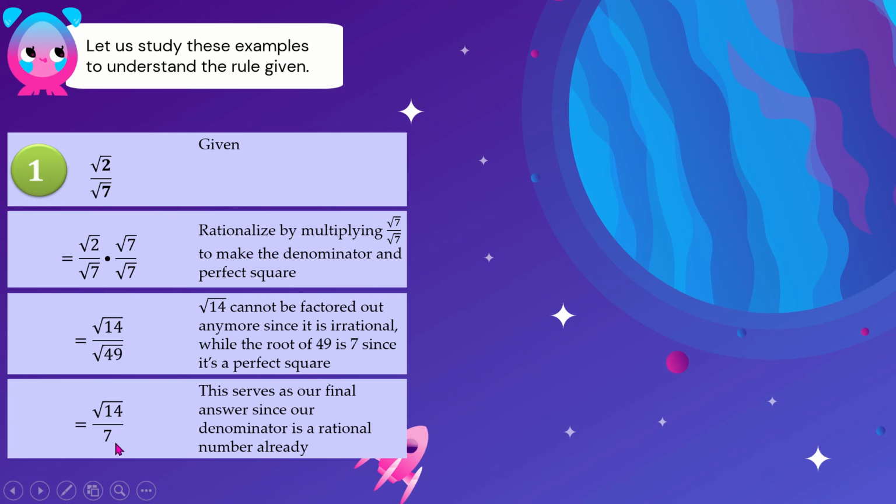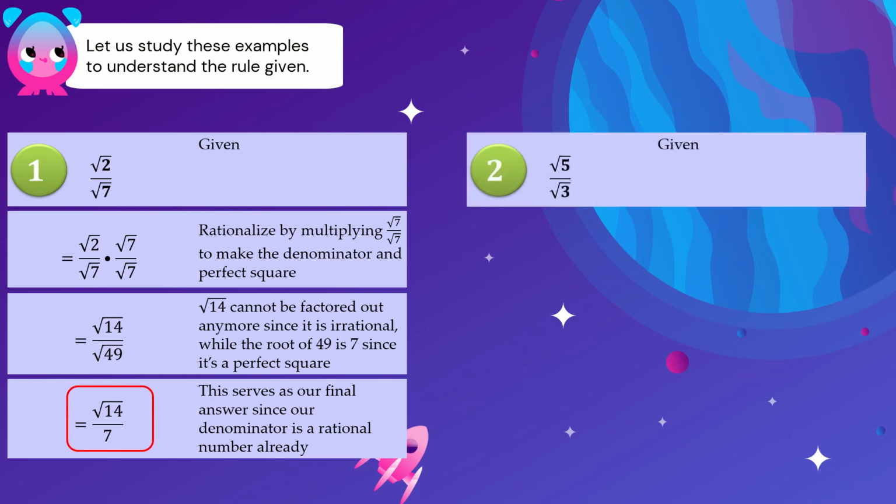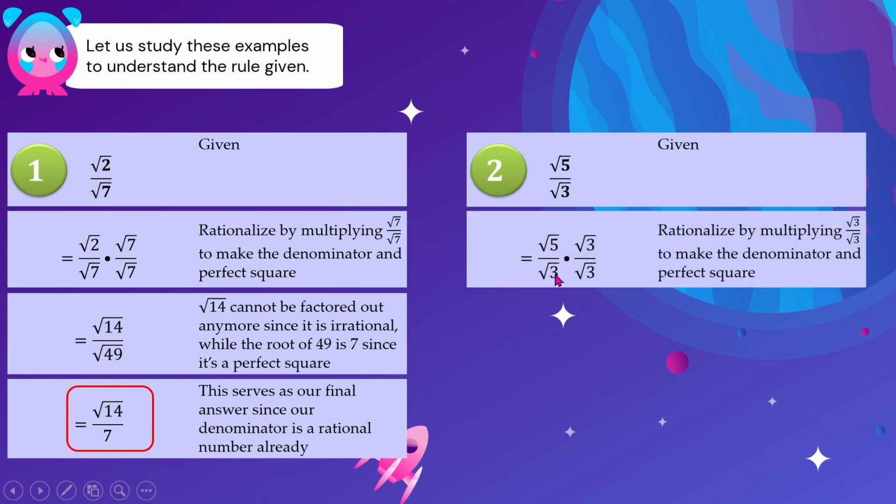So rational means a whole number, or integer. Even if the numerator is a radical, as long as the denominator is not a radical. Instead it is rational, or a whole number. Or in short, it has no radical symbol. Example 2: square root of 5 over the square root of 3. Same with example number 1. Multiply the denominator by square root of 3 over the square root of 3 as part of the rationalization process.